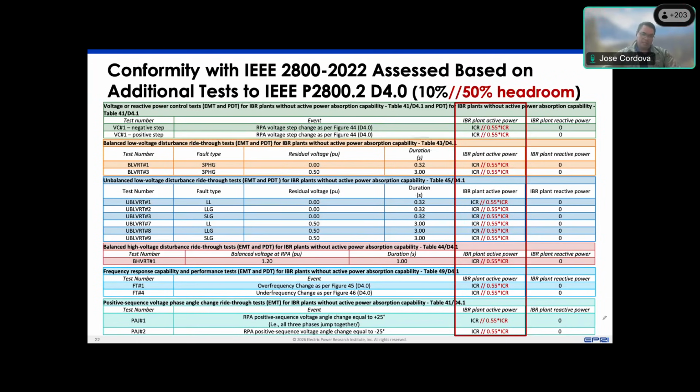grid forming? And in that sense, we also knew that there is some importance also on what the IBR plant is. So we wanted to introduce a new variable on the test, which is how much headroom does the grid forming unit have? So we also performed those tests, but with the grid forming unit at different headroom levels. That's why we have 10% and 50% headroom for all the tests that I presented before. If you go next.